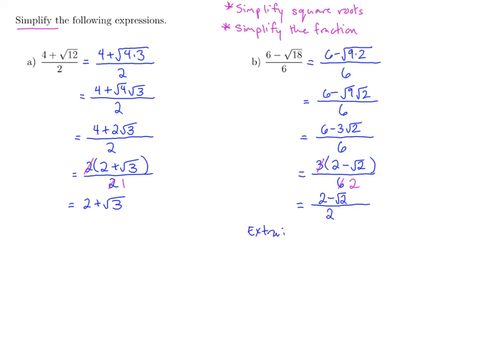If this were broken up, I'll write a little extra here. If we broke this up into 2 over 2 minus the square root of 2 over 2, we would see that it could simplify to 1 minus the square root of 2 over 2. But there's no way to take that square root of 2 and eliminate its denominator.